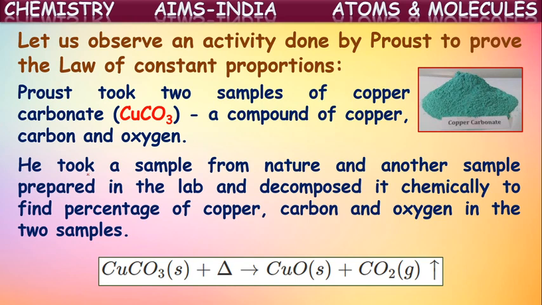When copper carbonate is heated strongly, it decomposes to form copper oxide and carbon dioxide. We know any carbonate of a metal on strong heating forms the respective metal oxide and carbon dioxide gas. Here this copper carbonate also on strong heating decomposes to form copper oxide and carbon dioxide. After decomposition, he observed the percentages of copper, carbon, and oxygen in the two samples separately.